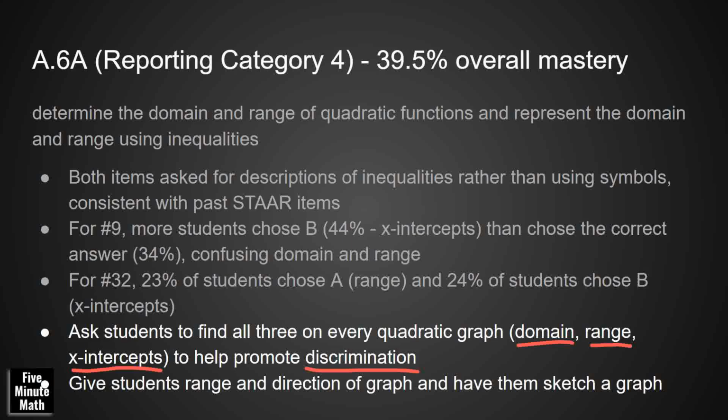And then we can flip it. We can give students the range and the direction of the graph, whether it's inverted or not, and have them sketch a graph. Can they correctly identify that if the range is all numbers less than or equal to 900, that it is flipped downward? We don't even necessarily need to start by giving this to them. That could be a scaffold if we need it. Can they sketch it? Because if they can sketch it, then that means they have a deeper understanding than simply plugging everything into the calculator and trying to figure it out that way.